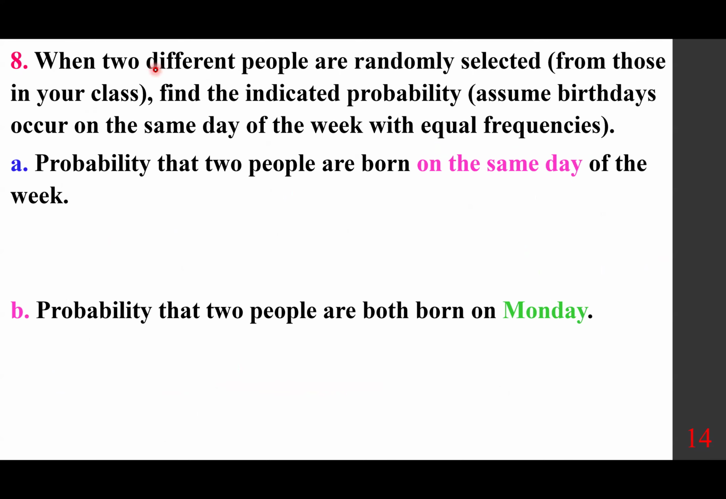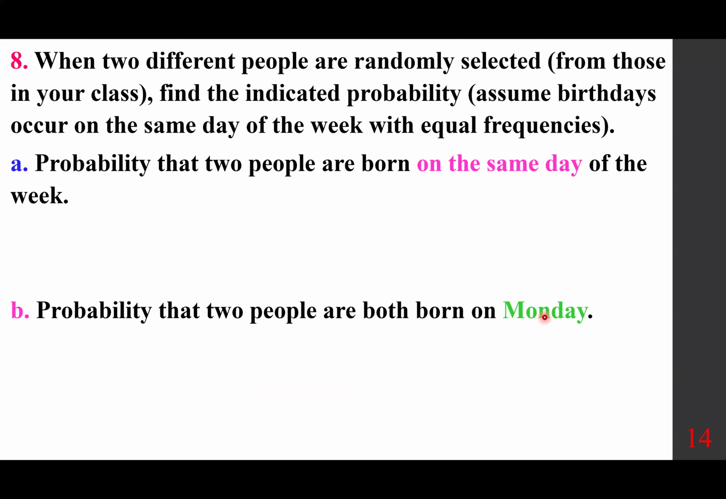When two different people are randomly selected from those in your class, find the indicated probability. Assume birthdays occur on the same day of the week with equal frequencies. First, the probability that two people are born on the same day of the week. Second, the probability that two people are both born on Monday. I hope you see the difference between the two. This means any day is fine. This means specifically we chose a day.